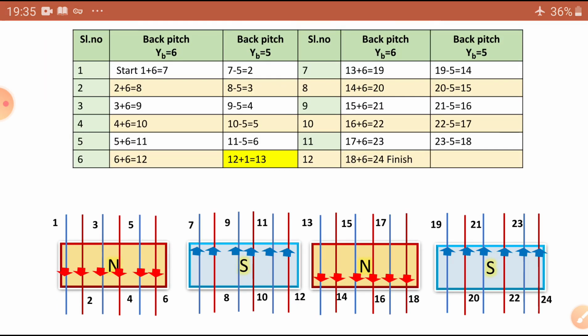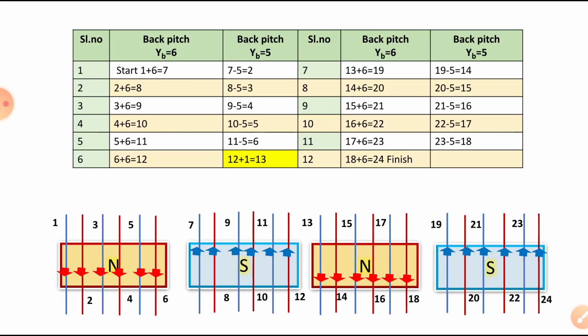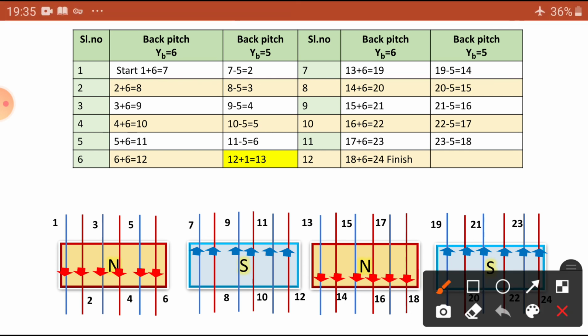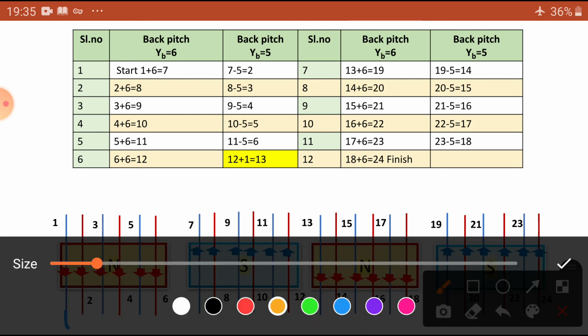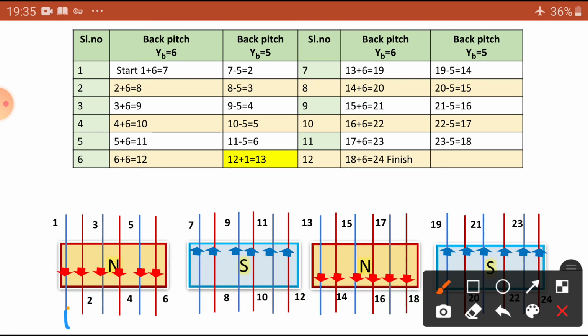Okay, so let us do it. Based on this table, I am going to connect it. So what to do here? First you take the first conductor. I started here. This is the starting conductor. I connected it here with this one. Okay, so 1 is connected to the seventh conductor. This is a blue color. I connected here, and from 7 to 2, it is going to 7 to connect here.